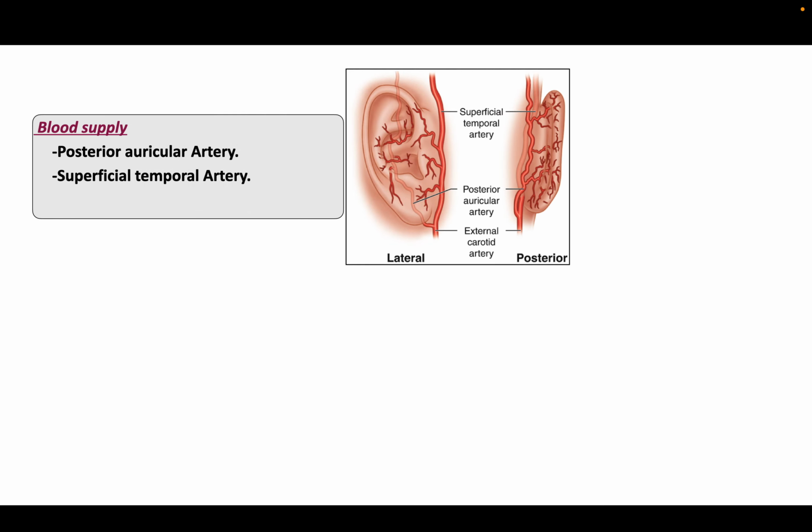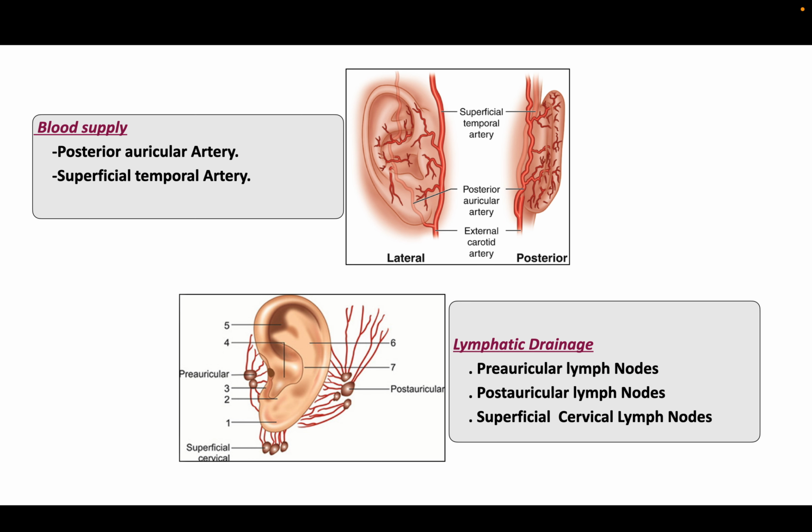Now coming to the blood supply, it is supplied by the posterior auricular artery and superficial temporal artery. And lymphatic drainage of the auricle is by the pre-auricular group of lymph nodes, then the post-auricular group of lymph nodes and superficial cervical lymph nodes. So these are the lymph nodes which drain the auricle.